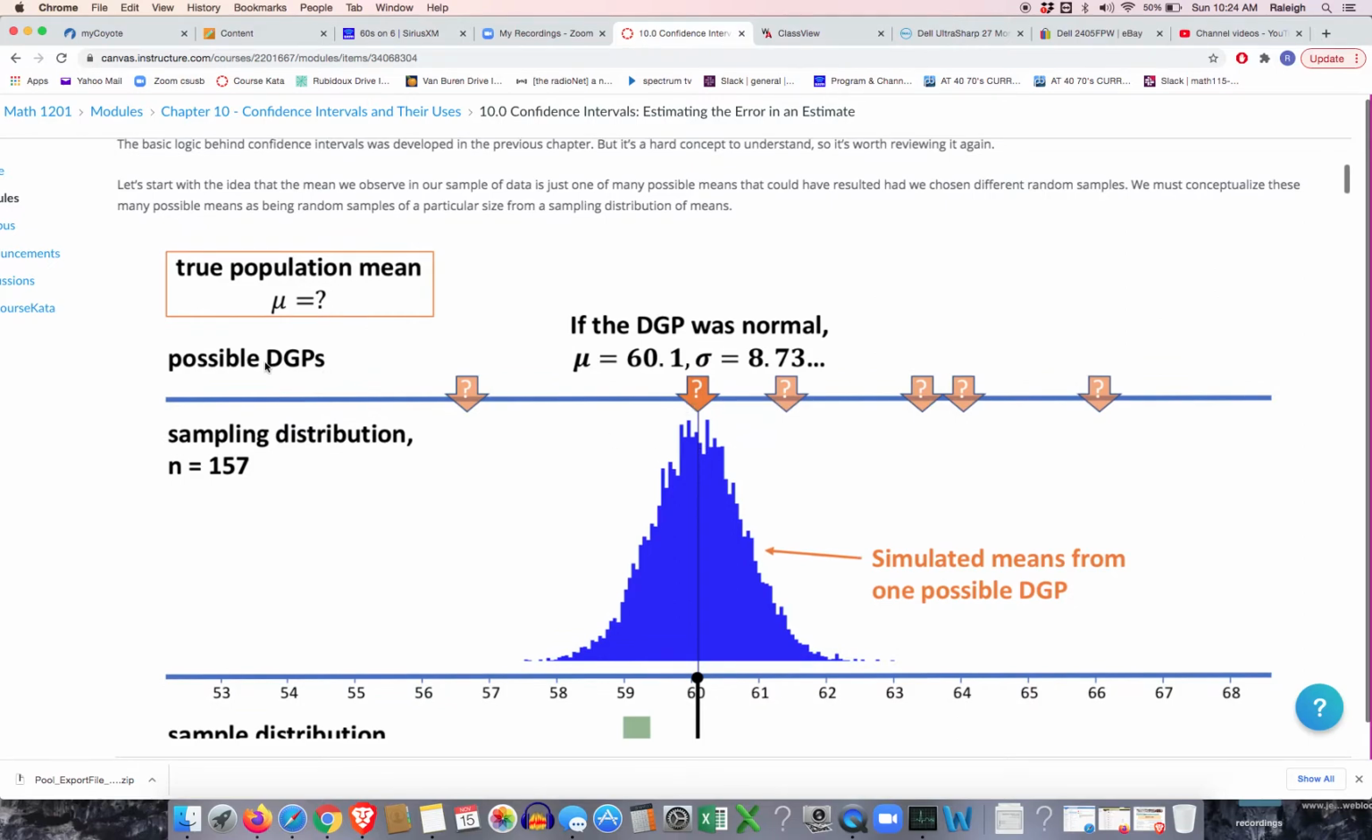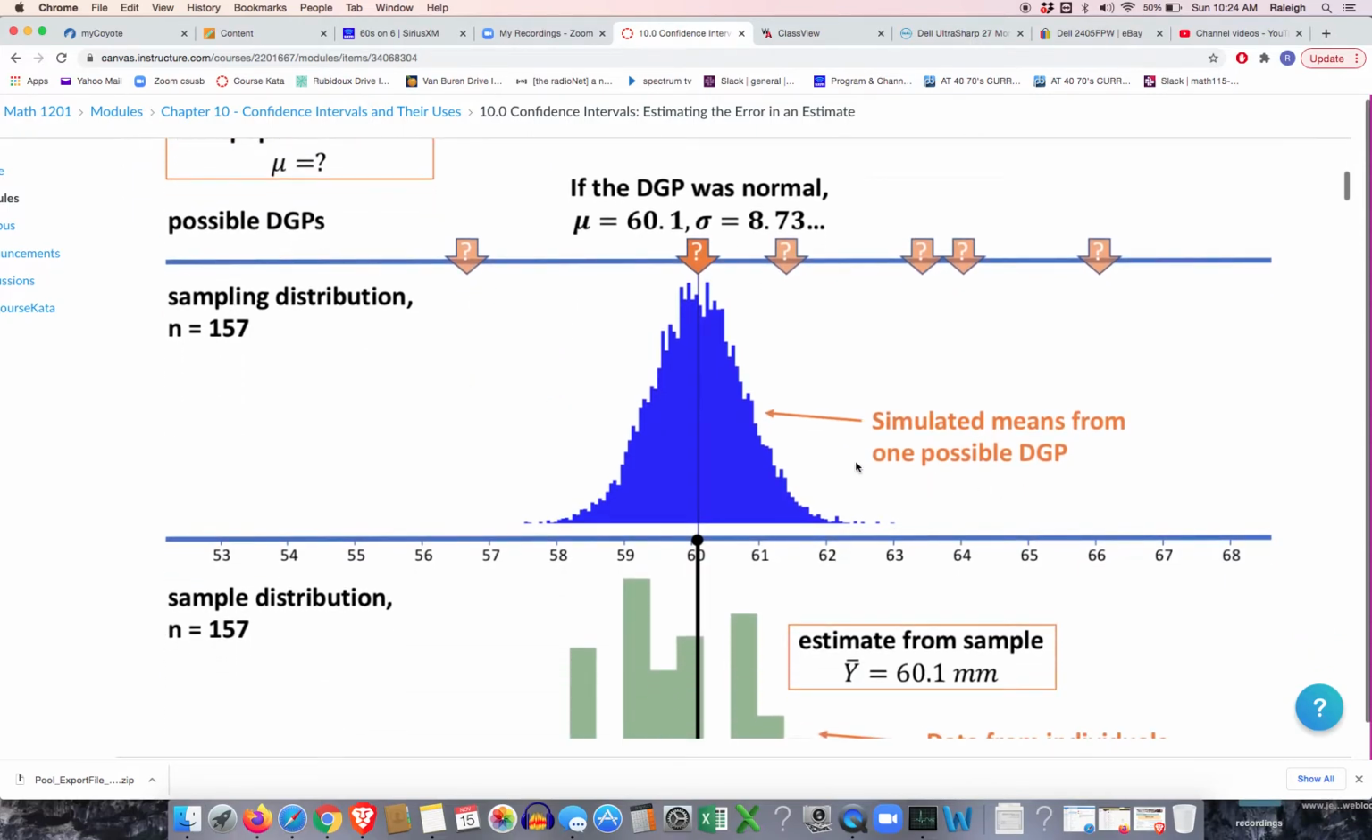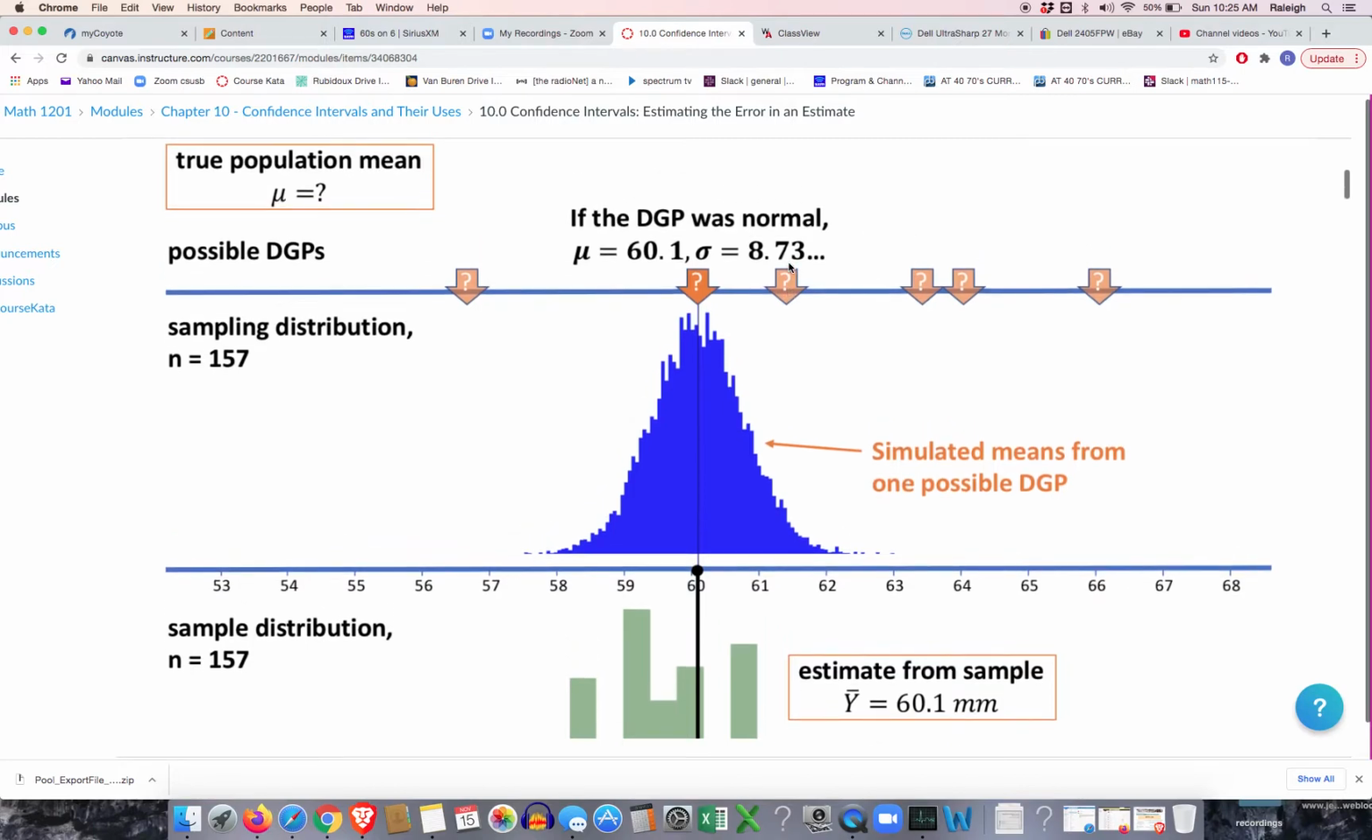So here's a possible representation of reality. They call it a DGP. And they're saying that maybe the mu is really 60.1, a standard deviation about 8.7. And here is one of the sampling distributions. There's an infinite number of ways of sampling. And this is just one that would match what we are thinking maybe it is.